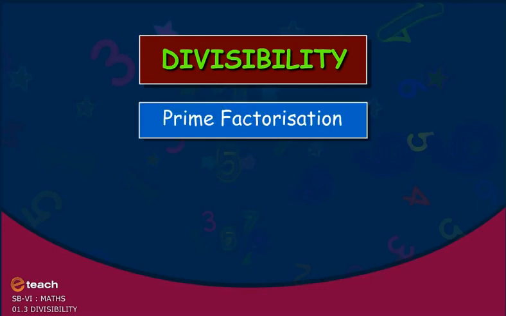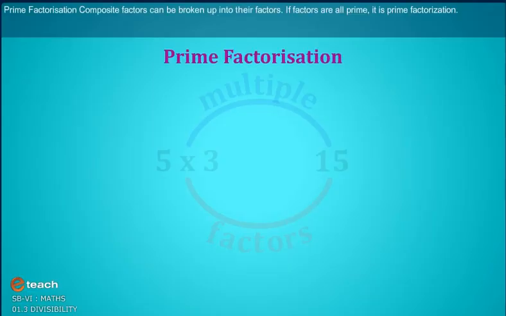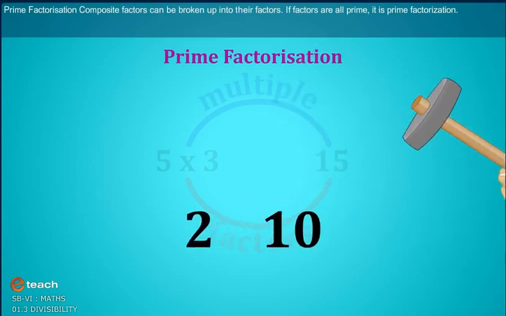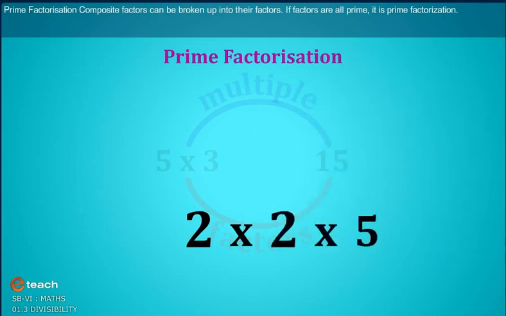Divisibility. Prime factorization, greatest common divisor, that is GCD, lowest common multiple. The prime factor method of finding the GCD or HCF and prime factorization. Composite factors can be broken up into their factors. So if factors are all prime, it is prime factorization.